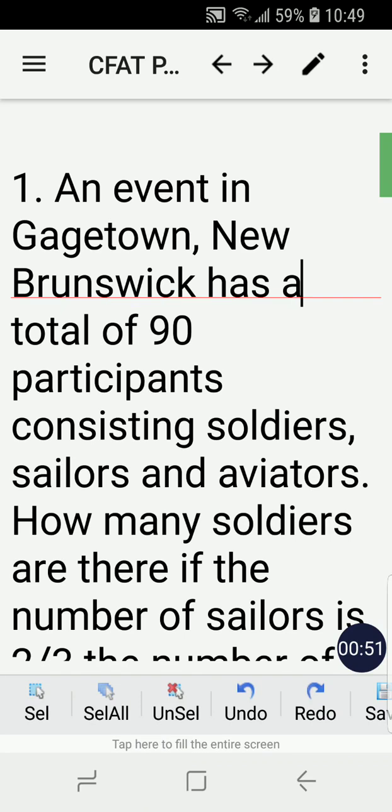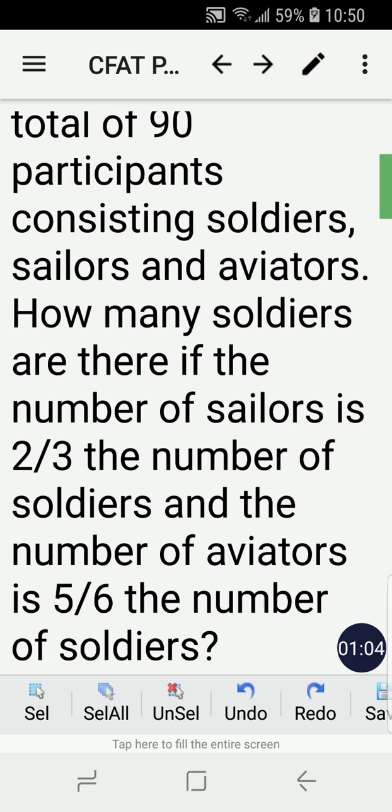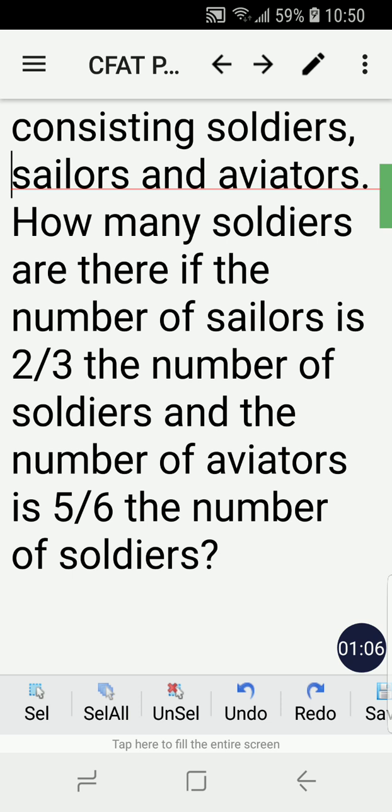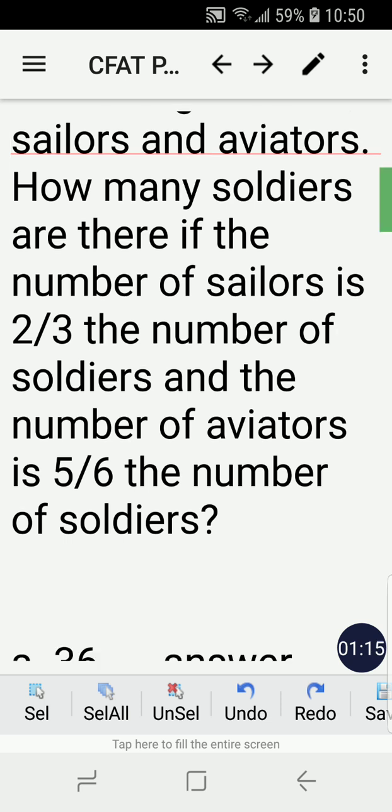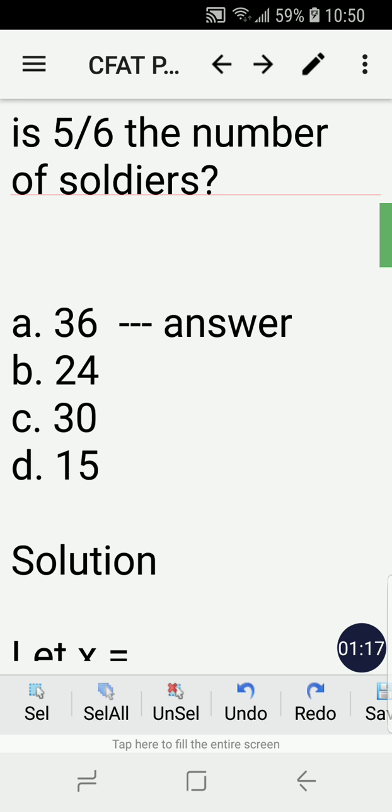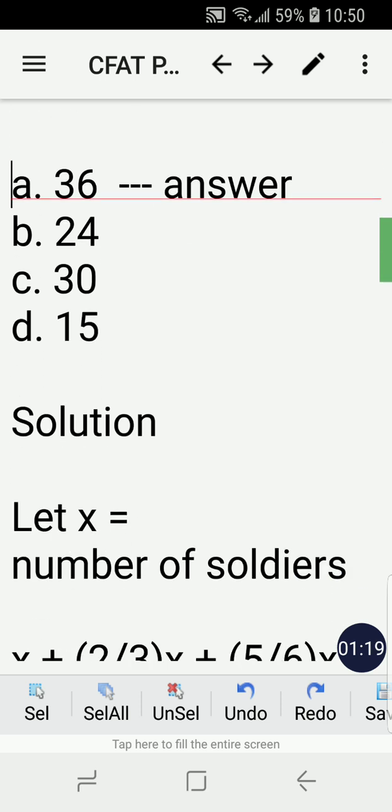Alright, so going right away to number 1. An event in Gagetown, New Brunswick has a total of 90 participants consisting of soldiers, sailors, and aviators. How many soldiers are there if the number of sailors is 2/3 the number of soldiers and the number of aviators is 5/6 the number of soldiers? Right, very interesting question.